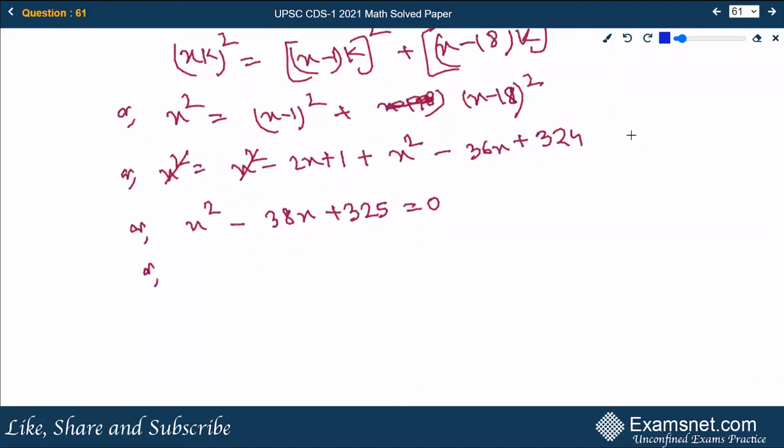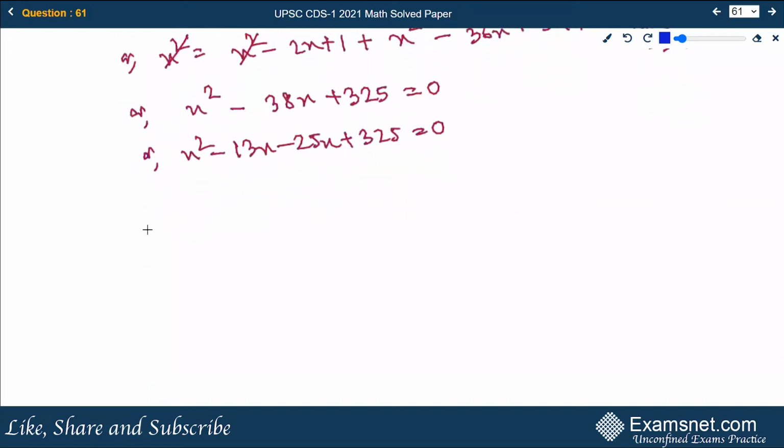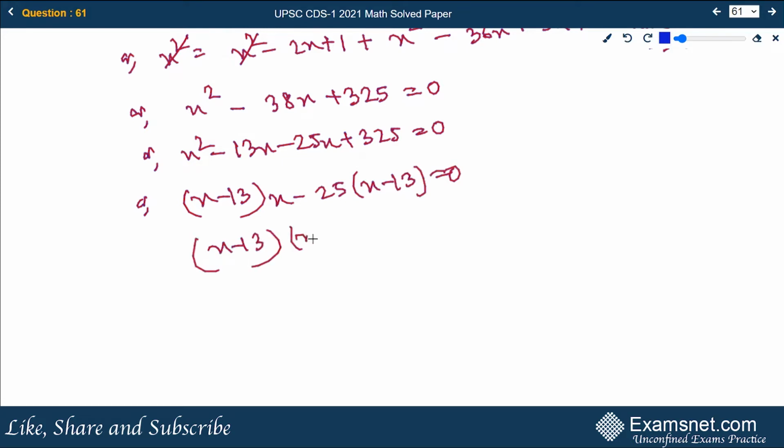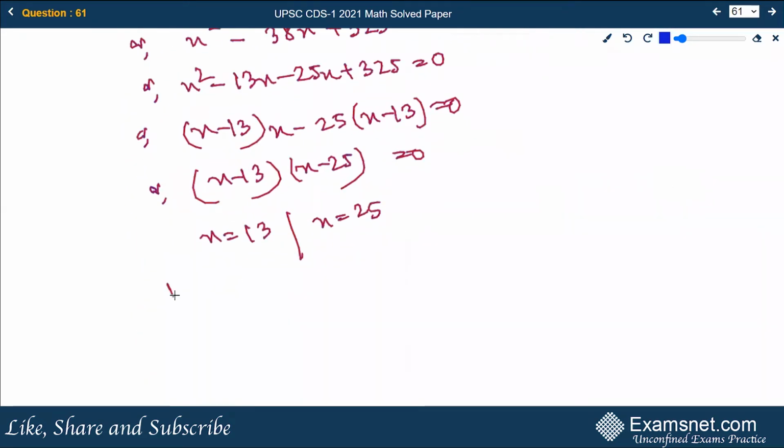So we have to factorize this. If we factorize, we see that 13 and 25 will give us 325, and also the sum of them is 38. So x square minus 13x minus 25x plus 325 equals 0. So x minus 13 times x minus 25 equals 0. Either x equals 13 or x equals 25. But if we subtract 18 from 13, we will get a negative value, minus 5. So that is not possible for the length of a side. So we will take x equals 25.